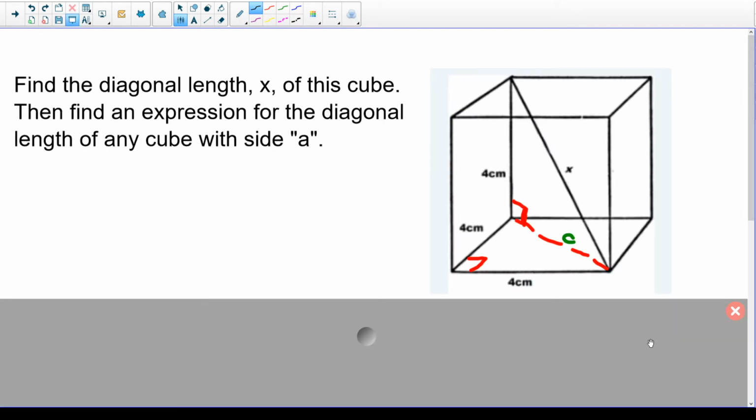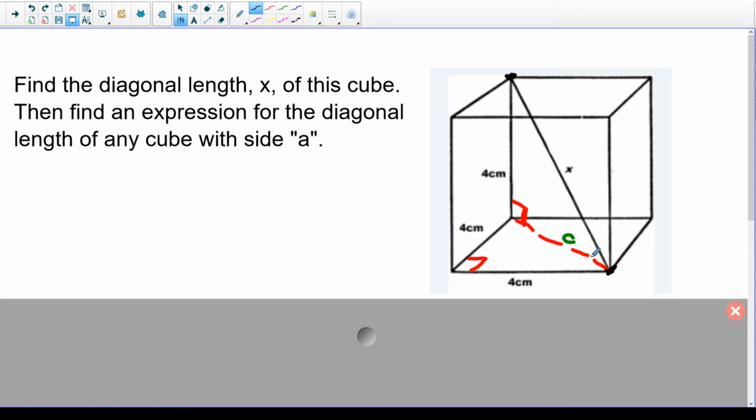So here's the other question. This one was much easier. Find the diagonal length from this corner to this corner. Now, I actually didn't solve it with the 4s. I just solved it with a cube side of A, because if I get to that formula, then we could just plug 4 in for A anyway. But I did draw out the way you would have to break this down to be able to solve it.